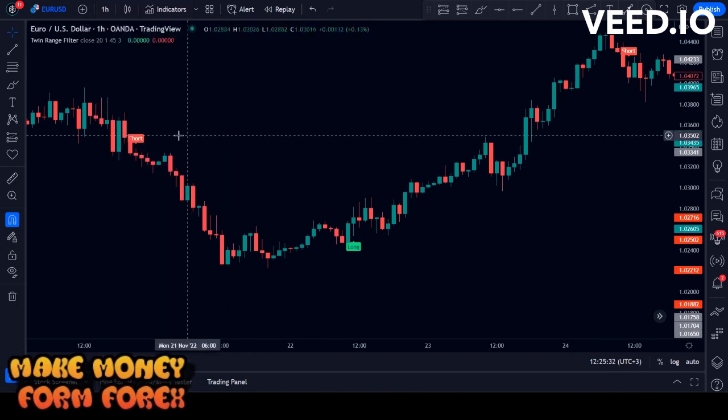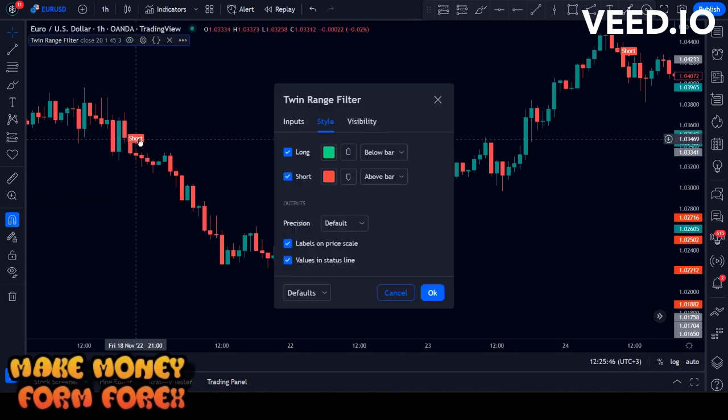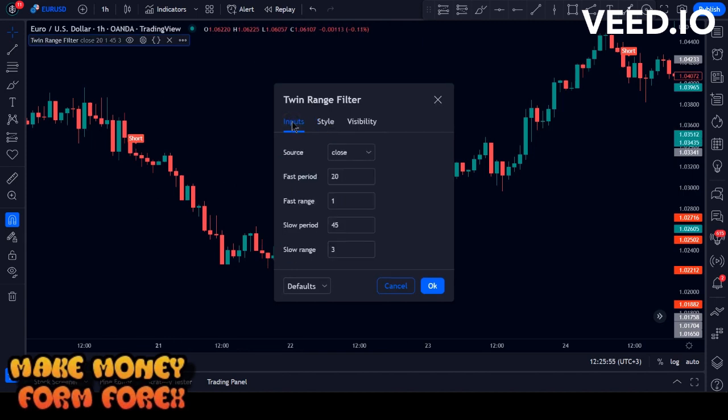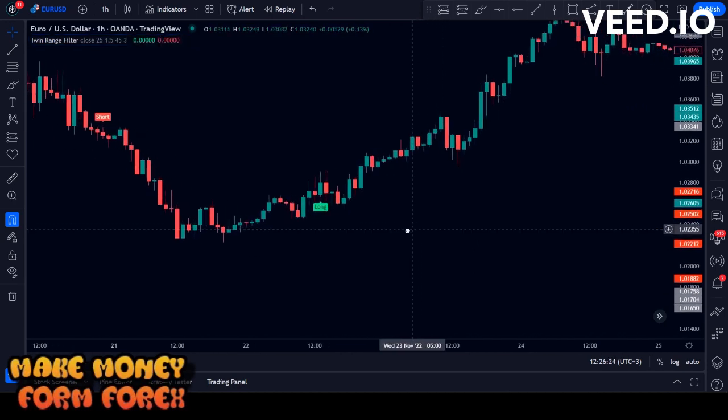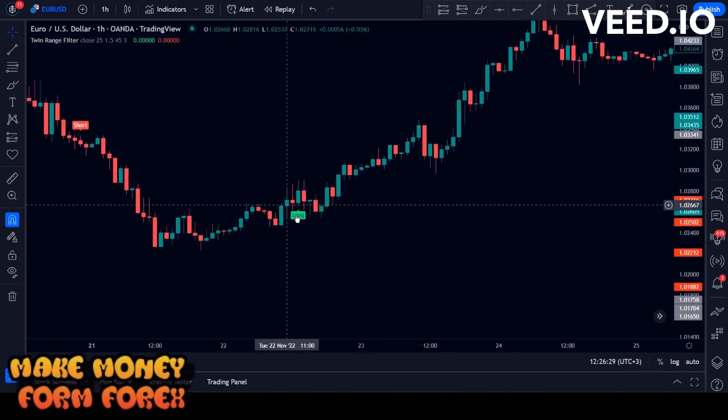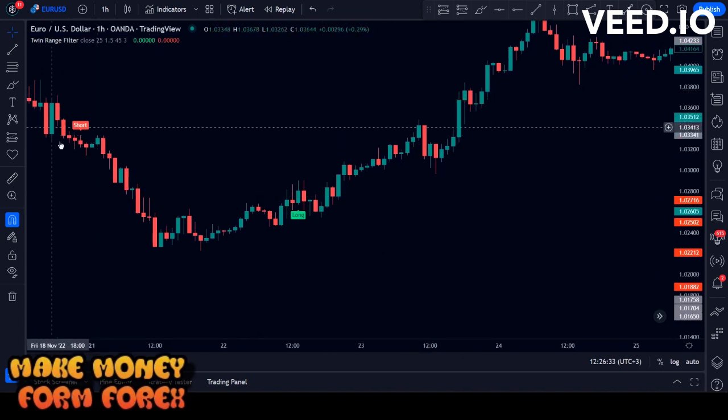Now we're going to access this indicator's settings in order to change it up a bit. To do that, double click on the indicator to access the settings panel. Then head over to the inputs tab and change the fast period to 25. After that, change the fast range to 1.5 and then click OK. So this indicator will be our entry confirmation indicator. When it gives a long signal, we buy. When it gives a short signal, we sell.